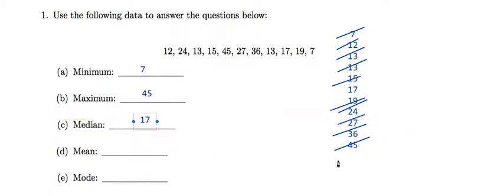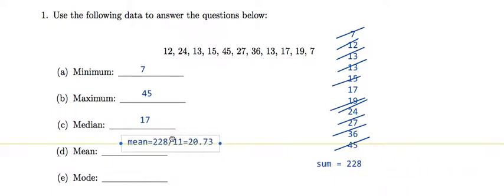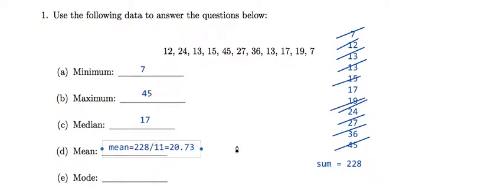And then for the mean, we add them all up, and you find out that when you add them up you get 228, and then there's 11 numbers in the list, so we divide the 228 by 11 and we get 20.73 for the mean. And then the mode is the most common value, and when we look at the list we see that there's 2 13s here, and there aren't 2 of any other number, so then the mode is 13.